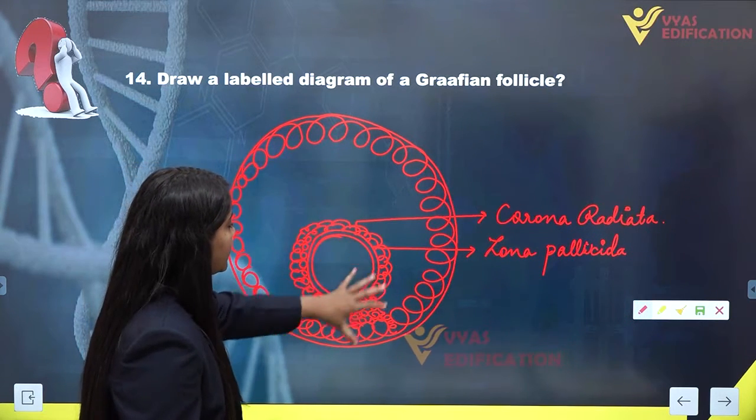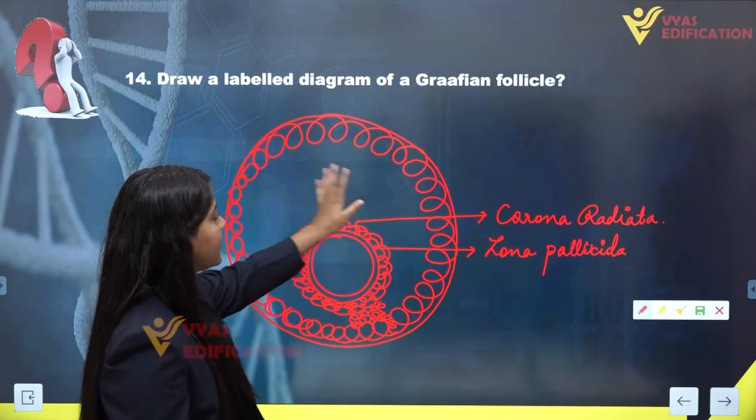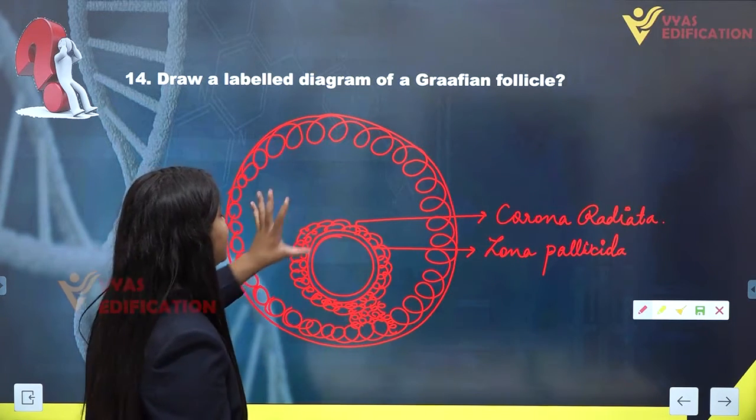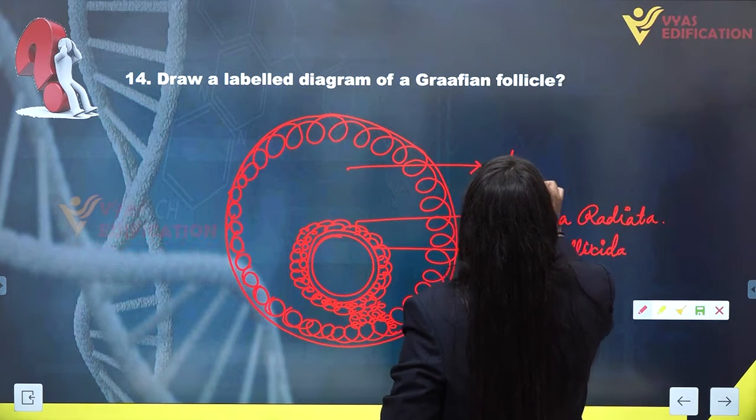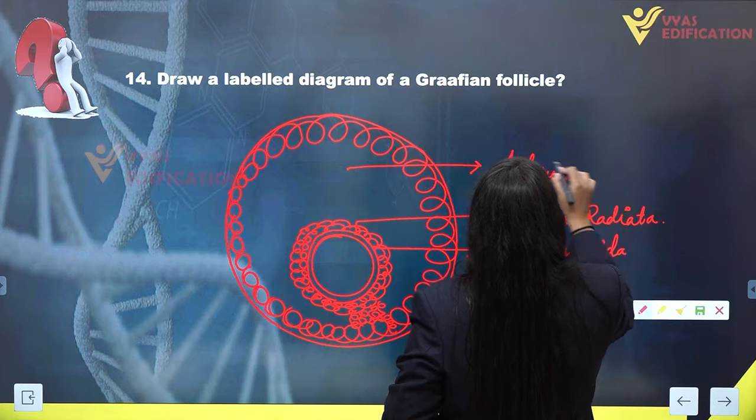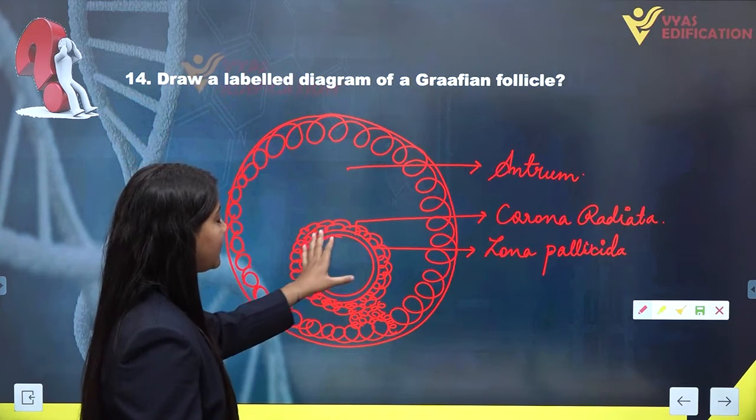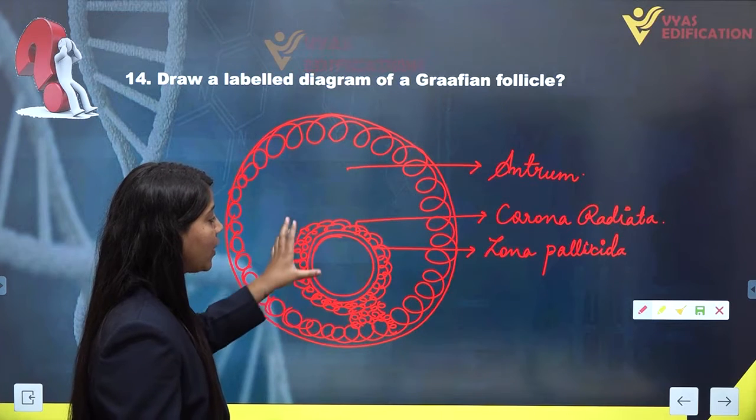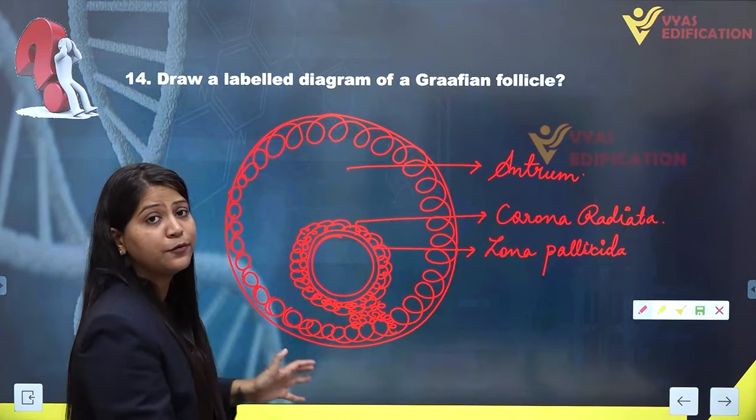Now, this is the structure of the Graafian follicle, and this cavity, this space you can see here in the Graafian follicle, is known as the antrum, which is filled with fluid. This is the antrum or fluid-filled cavity. Now, this secondary oocyte has the zona pellucida, corona radiata and granulosa cells. This is the complete structure of a Graafian follicle.